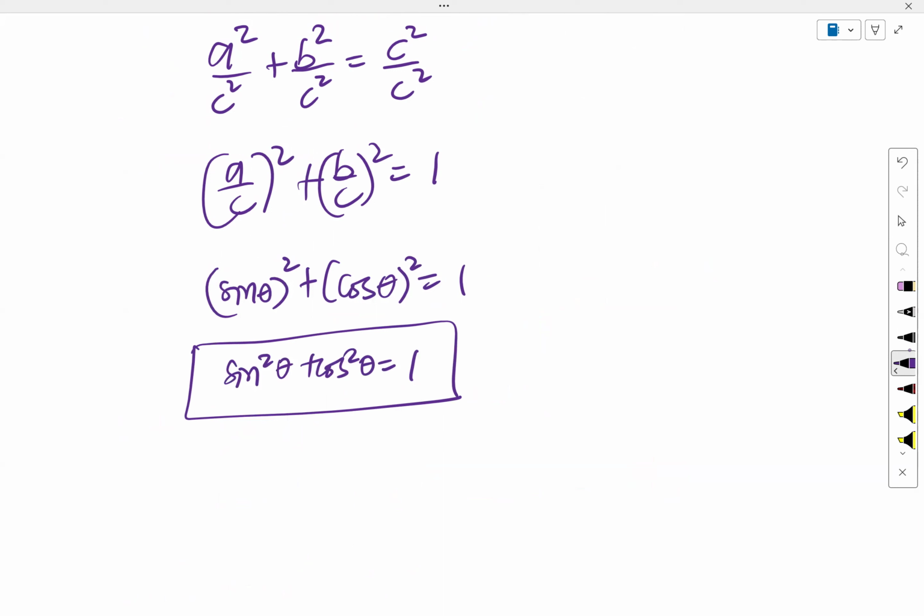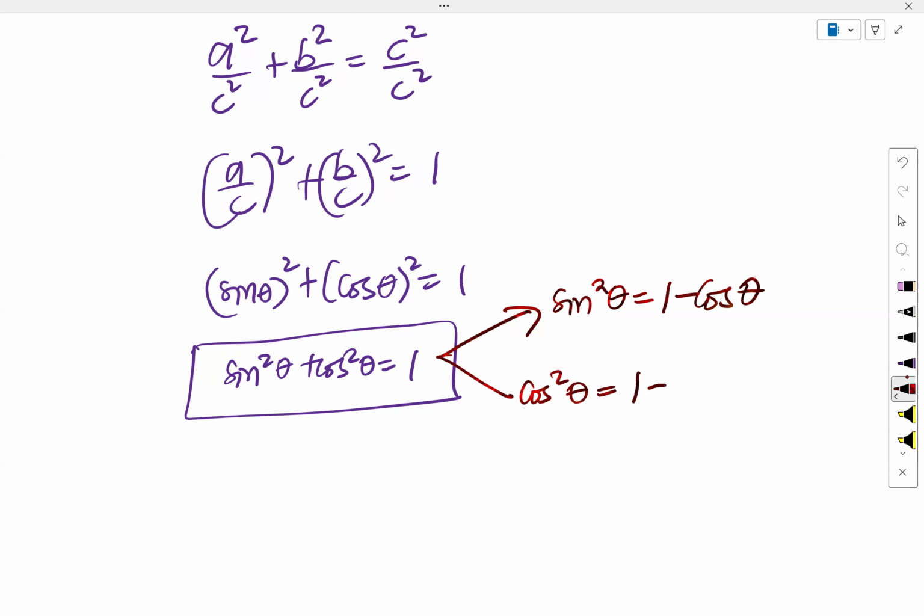So from this, you can extend this now to know that sine squared theta is equal to 1 minus cos squared theta. Then you also know that you can extend that to do this. That's cos squared theta is equal to 1 minus sine squared theta. So that's one thing. It's really important to have this established.